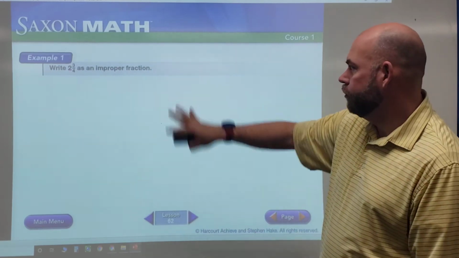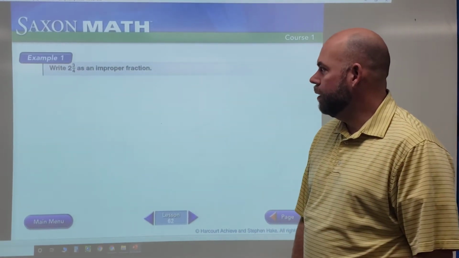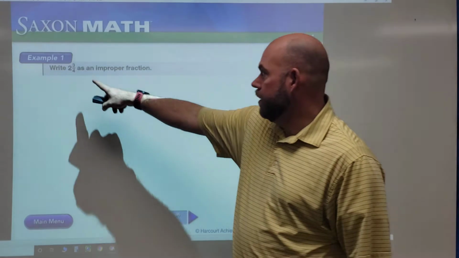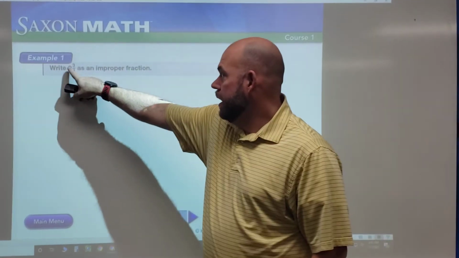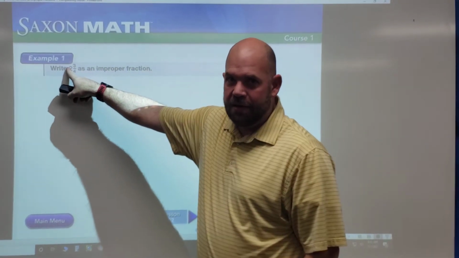All right, so let's try this with 2 and 3/4. If we want to write that as an improper fraction, we see that our denominator that we're going to use is 4, and then we have to take this 2 and make it into 4s.